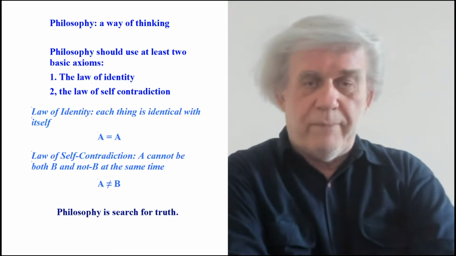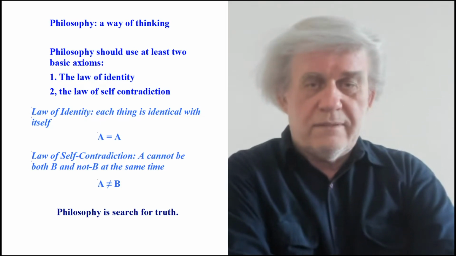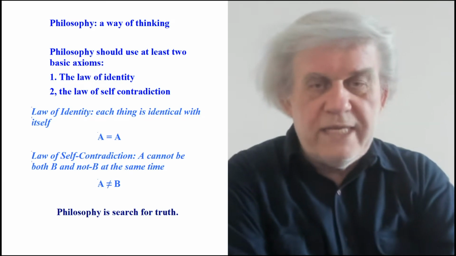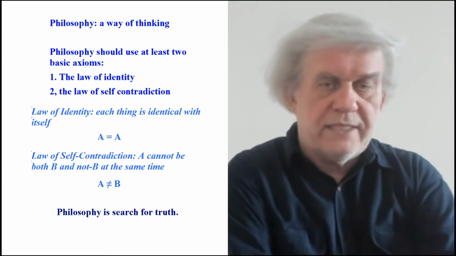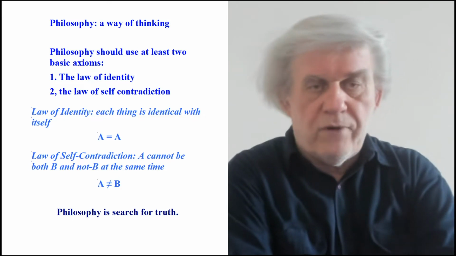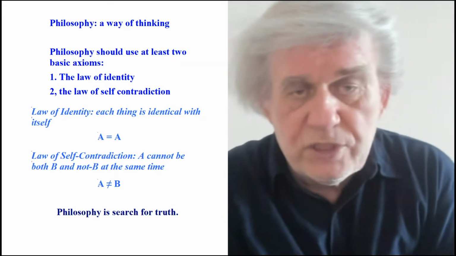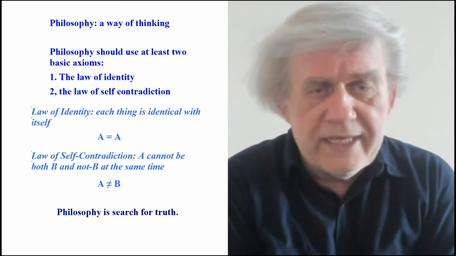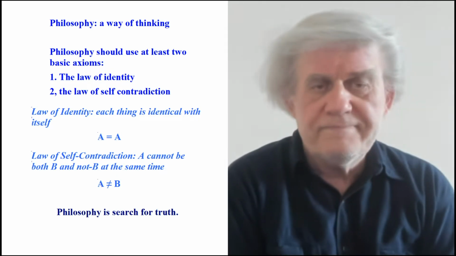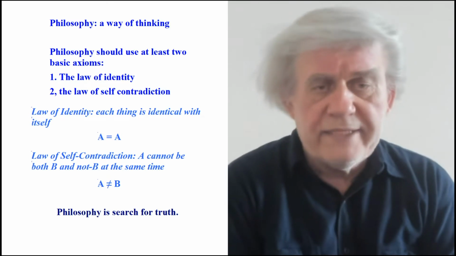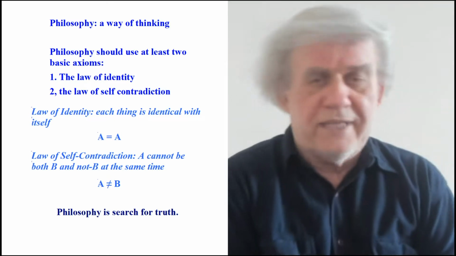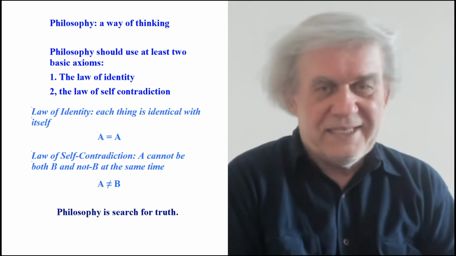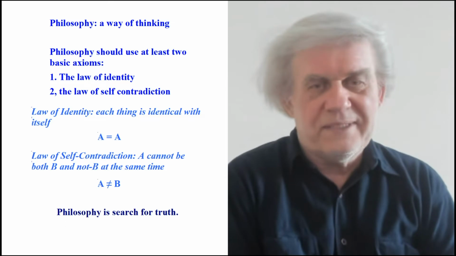So what was different from him? He had a way of thinking. What's the difference? We're all philosophers then. So it has no meaning if you just say that it's a way of thinking. That's not a definition we can use in any way, shape, or form. And then to make it worse, he says philosophy should use at least two basic axioms: the law of identity and the law of self-contradiction. And you look them up and they say, law of identity, each thing is identical with itself. A is equal to A. How much idiocy can a person say that A is equal to A?